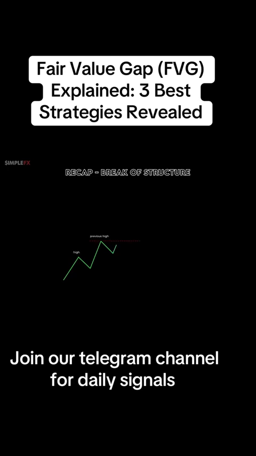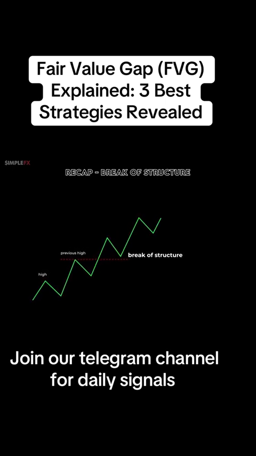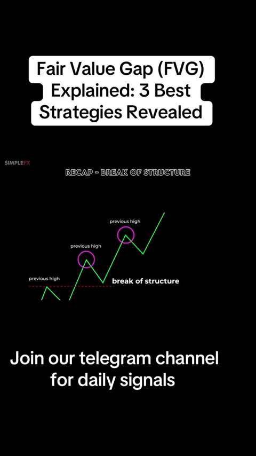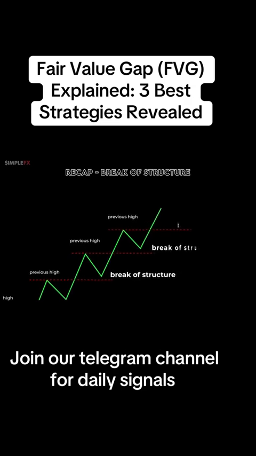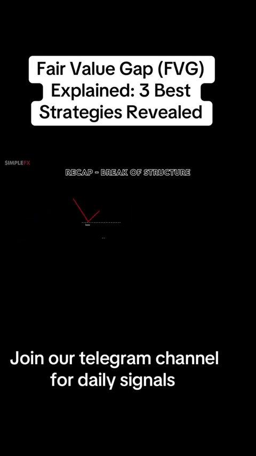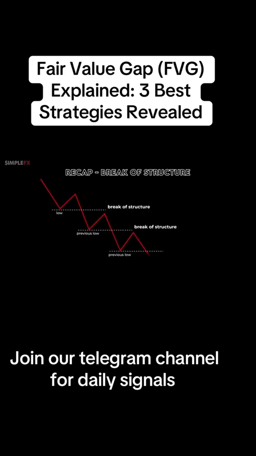During an uptrend, whenever the price breaks a previous high, that's called a break of structure. A previous high refers to the highest price point reached before the price pulls back or retraces. Let's say price moves up, then dips slightly before moving up again. This peak before the dip is called the previous high. So when the price moves above this high, making new highs, it's called a break of structure. Similarly, during a downtrend, if the price breaks below the previous low, that's also a break of structure.